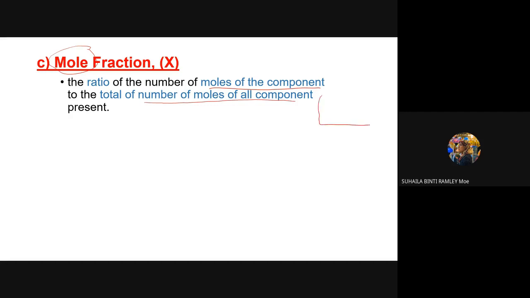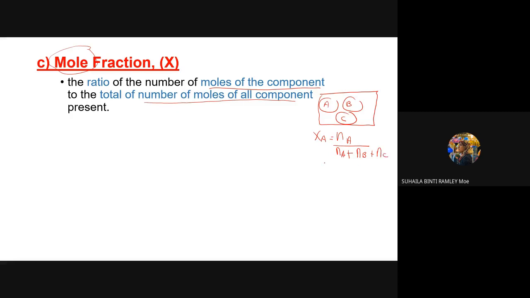For example, in that system we have component A, component B, and component C. We want to calculate the mole fraction of component A. According to this definition, it is the ratio of the number of moles of component A divided by the total number of all components. How many components exist? 3. So the total is moles of A plus moles of B plus moles of C.